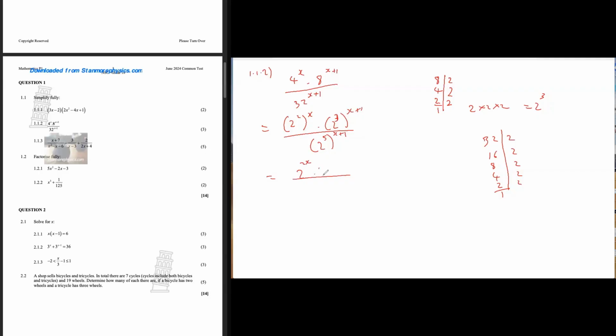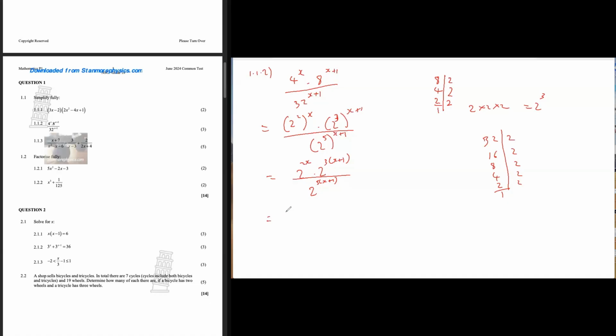This here is going to be times 2 to the power 3 into (x plus 1). And on the bottom, we're going to have 2 to the power 5 into (x plus 1). Now I like to write them in brackets because a common mistake that we make is we write this as 2 to the power 5x plus 1, and we forget to distribute the 5 to the 1 as well. So just be careful of that.